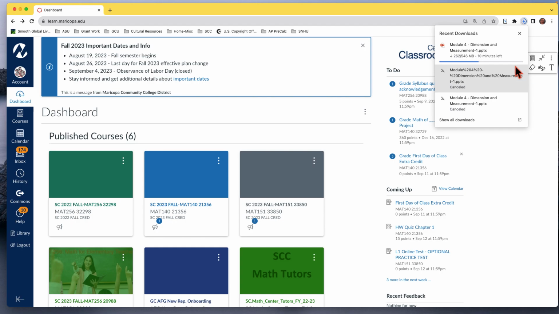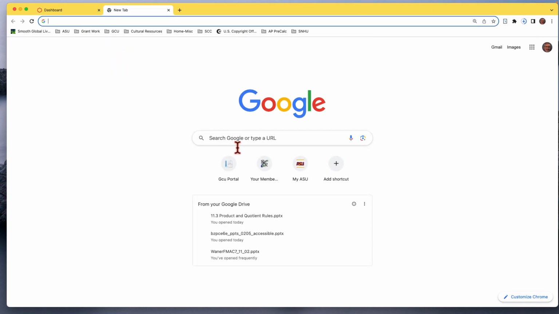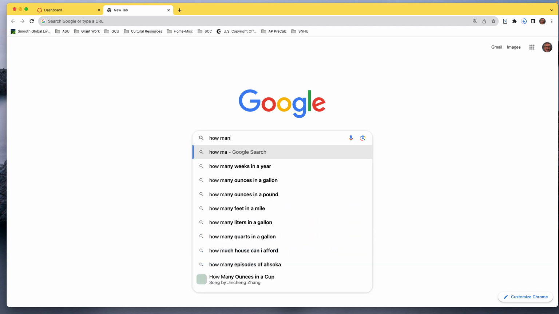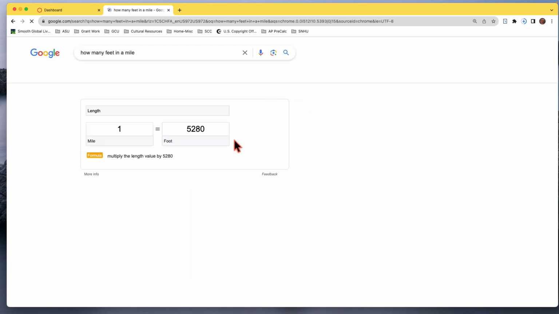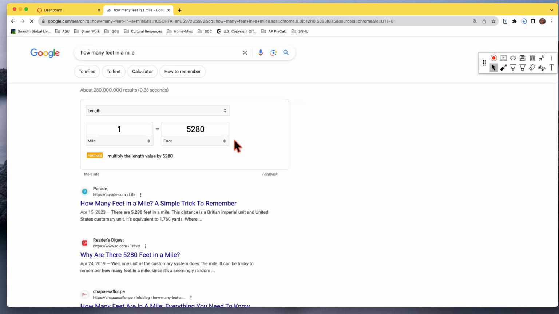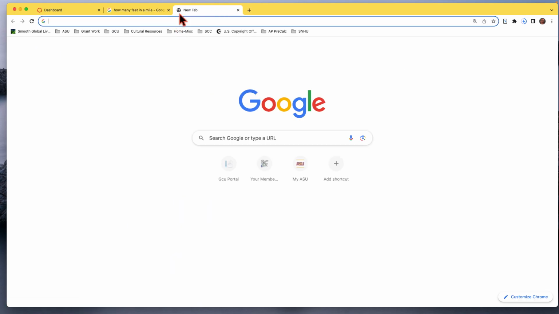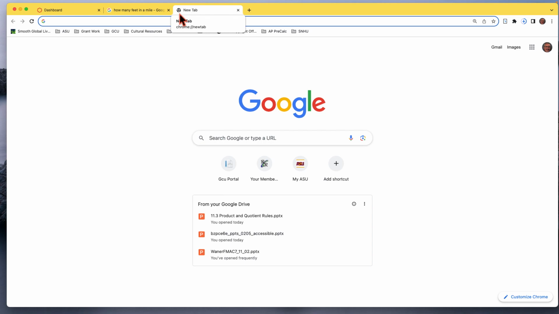In fact, let's do this. We'll just Google it. How many feet in a mile? And see, it even anticipated it: 5,280. Okay, so part of what we're going to do today requires us to look things up. The other thing we'll see is there are some conversion apps.